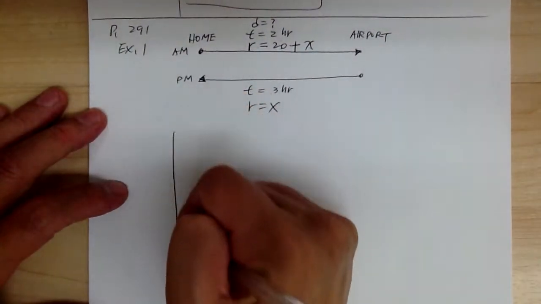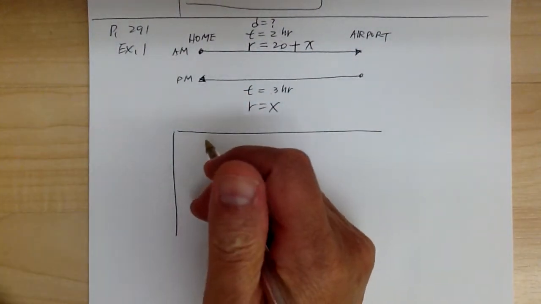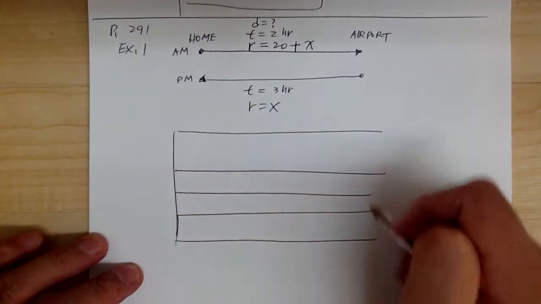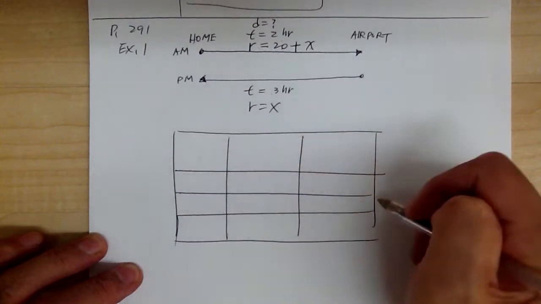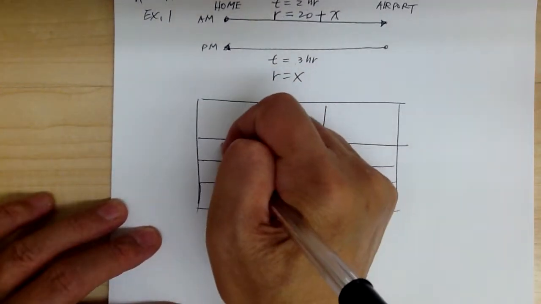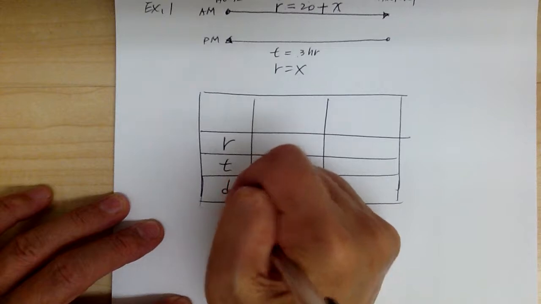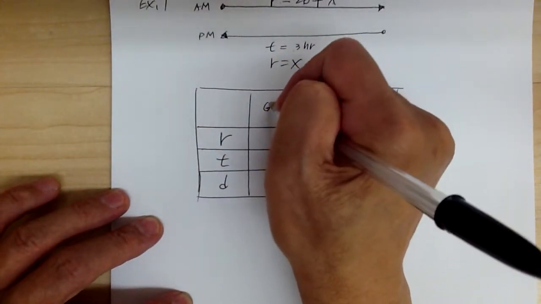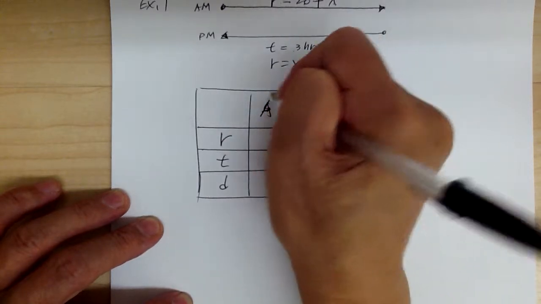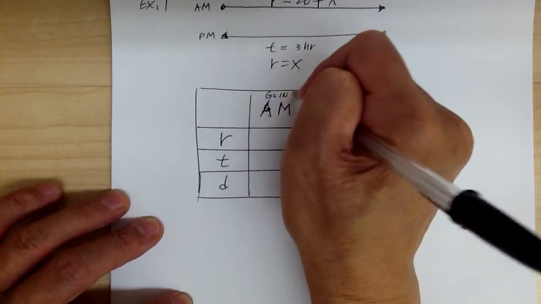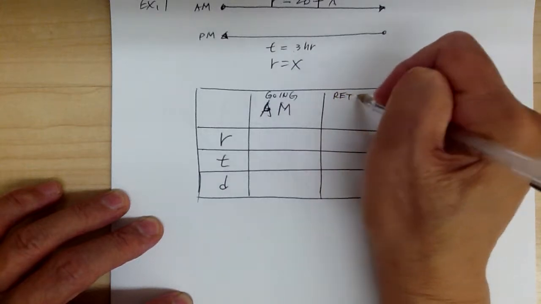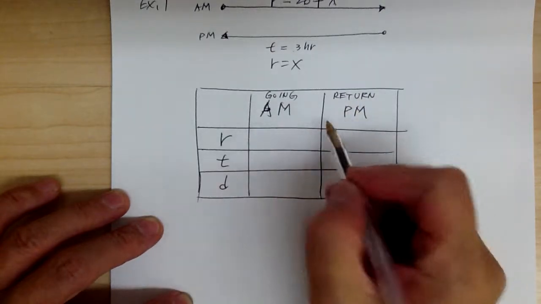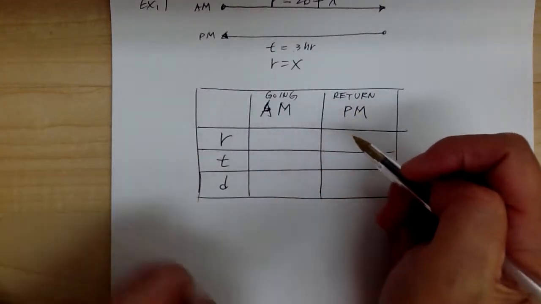Okay, so now let's draw the table. All you need to do is have 3, actually it's 4. Again, the formula goes across here, so r times time equals distance. Over here you have going, or AM, and this is return, the PM, in the afternoon. You can do it either way. Whatever you do, just make sure it's clear. Okay, so let's start to fill in the blanks.